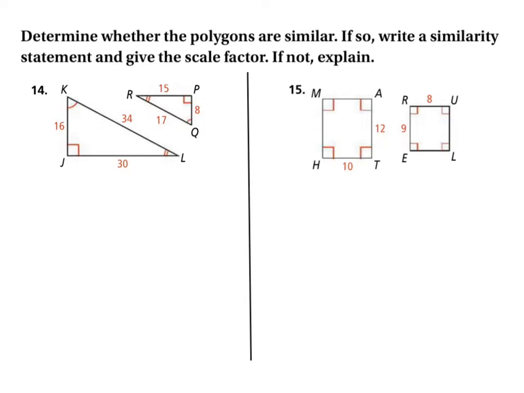So here we have, I'm going to just use my laser tool. K and Q correspond, right? They're the same measure, so those are going to be the angles that correspond. Angle L and angle R, they have the double angle marks, so they correspond. And of course, we have a right angle here at P and at J. So far they have the same angles.